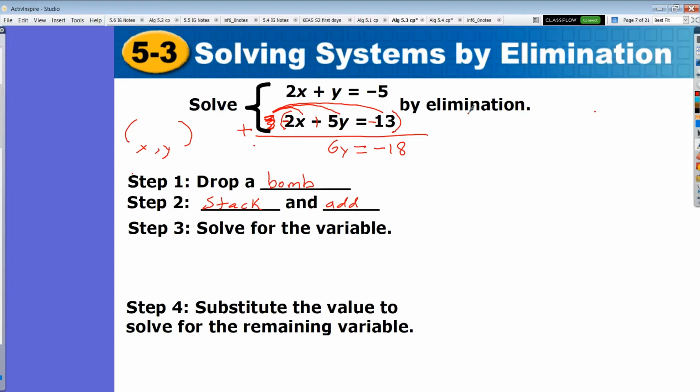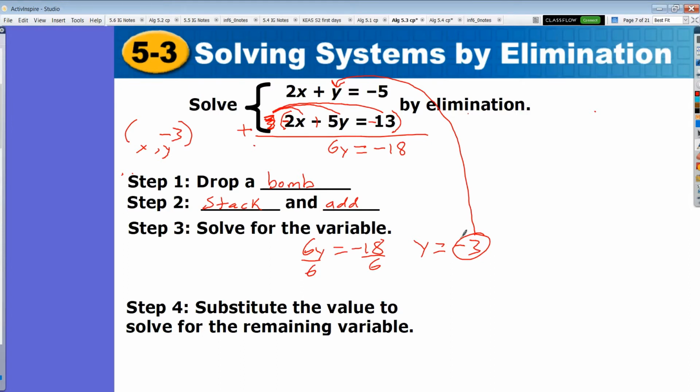Now we're moving on to step number 3. So my equation is 6y equals -18. Now I'm just solving for y. Divide by 6, y comes out to -3. I'm going to put -3 into my coordinate parentheses there. Now I just got to put this -3 into either one of these equations. I can put it into this one or I can put it into this one. It looks like this one might be the easiest to do. So I'm going to put -3 in for y, and I'm going to move on to step number 4, and I'm going to solve for x now.